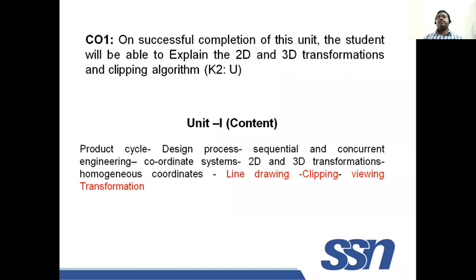Line drawing algorithm and clipping algorithm we are going to discuss. This content may require two classes. In this class we shall discuss line drawing algorithm, so one part alone we are going to discuss. Two-dimensional clipping we will discuss in the next class.